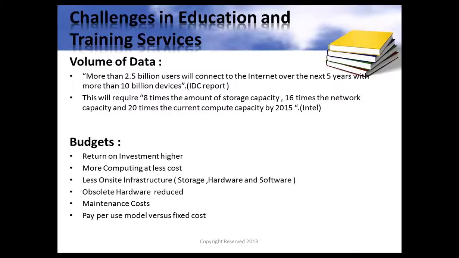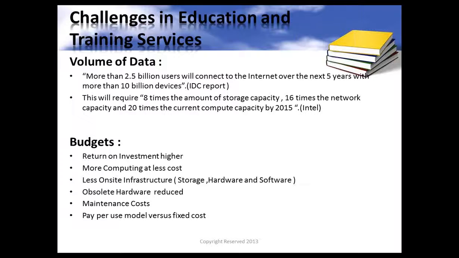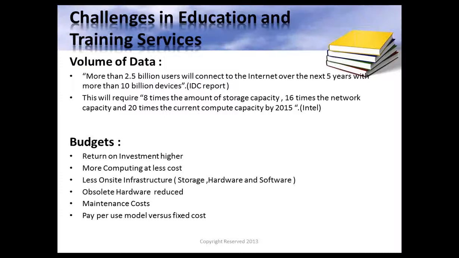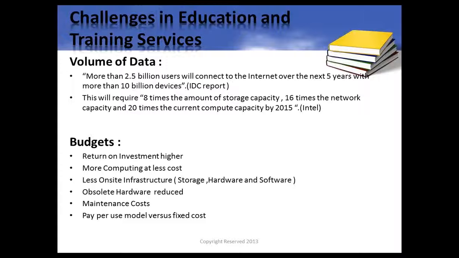Second, Intel has published a report which says that 8 times the amount of storage capacity, 16 times the network capacity, and 20 times the current compute capacity would be what would be required to cater to the new users that will typically be coming onto the internet.